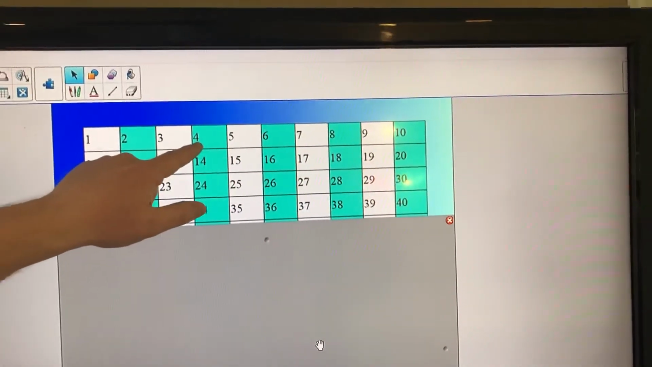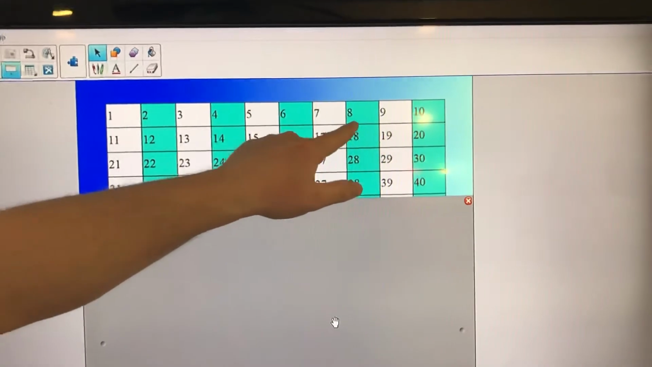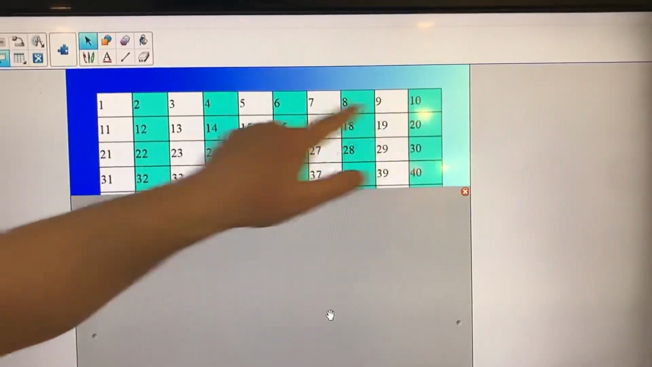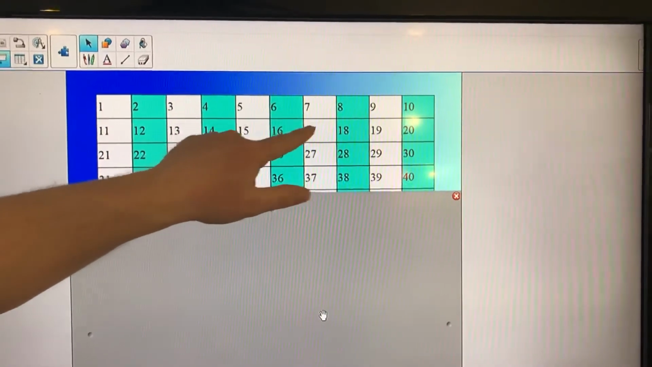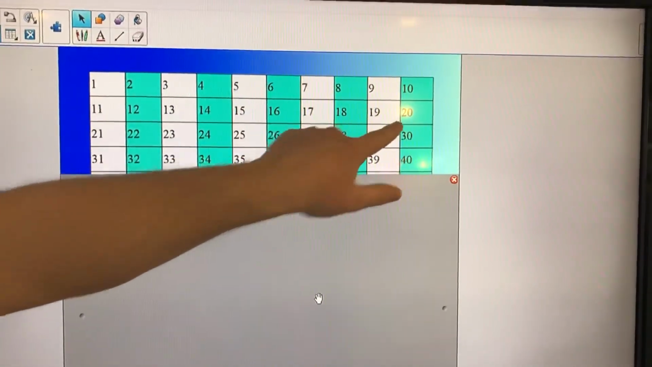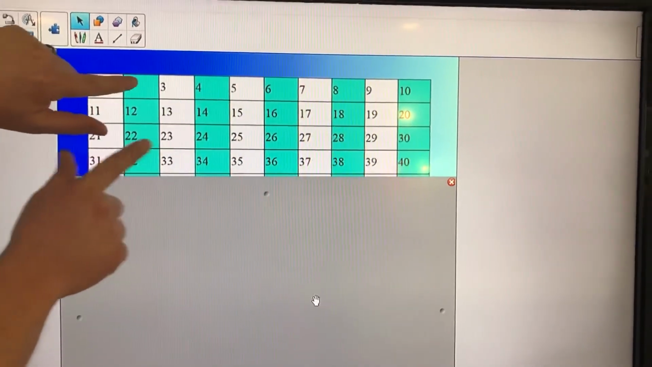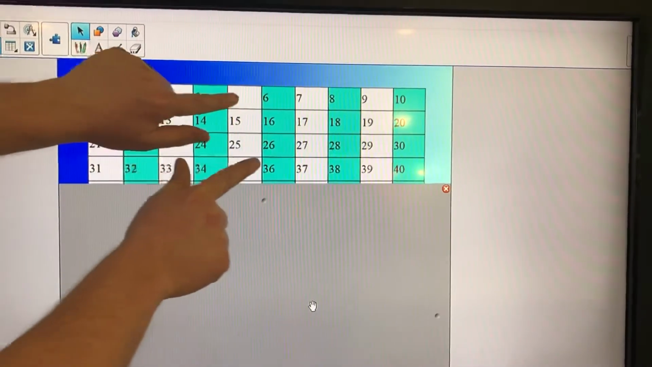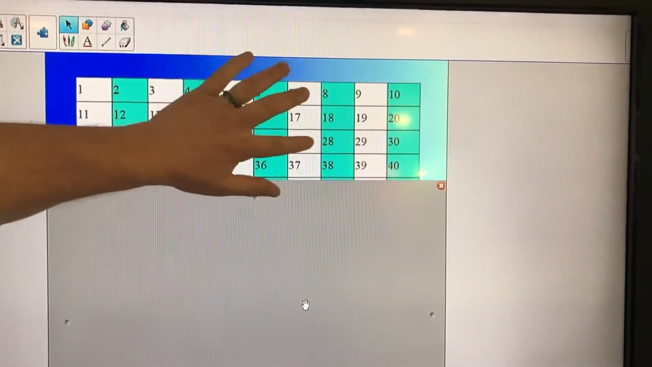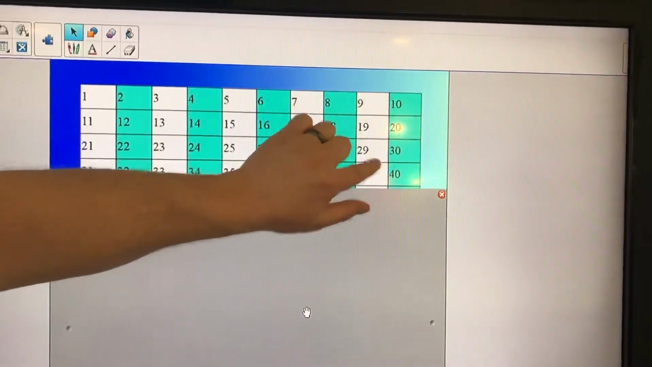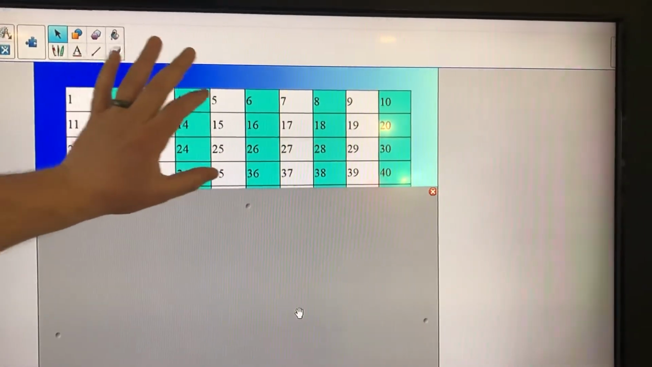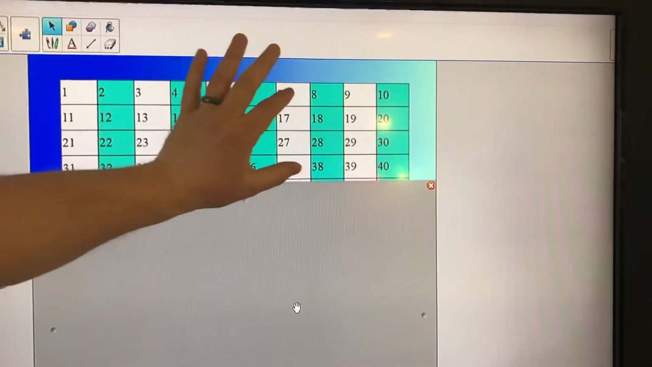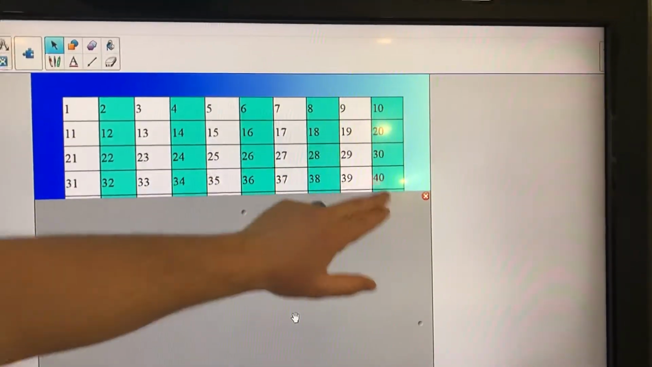2, 4, 6, 8, 10, 12, 14, 16, 18, 20, 22, 24, 26, 28, 30, 32, 34, 36, 38, 40.